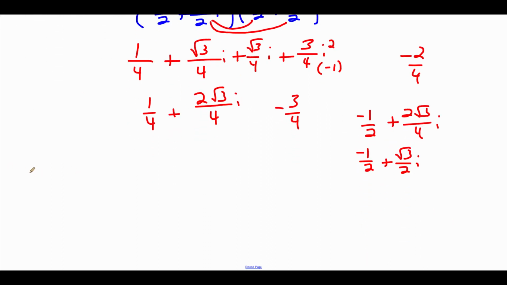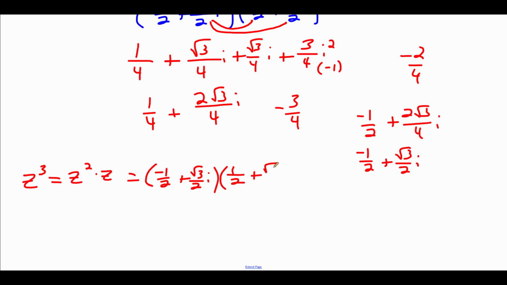Now let's say we wanted to take this one step further and find z cubed. So to do z cubed, we're going to take z squared times z. Now we just figured out what z squared was. It's negative 1/2 plus root 3 over 2i. And we already know what z is. We had that given to us earlier. That's 1/2 plus root 3 over 2i.